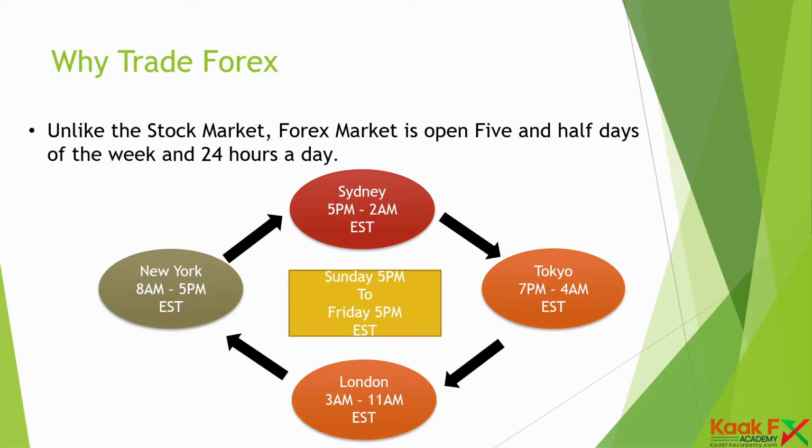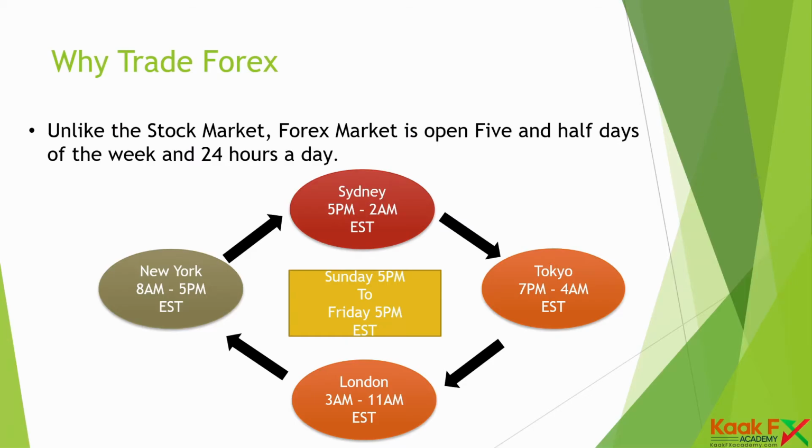Unlike the stock market, the Forex market is open 5.5 days a week and 24 hours a day. Trading starts in Sydney, Australia at 5 p.m. on Sunday. That's 5 Eastern Time, and closes in New York at 5 p.m. on Friday. Every day, Sydney will come online around 5 p.m., and then Tokyo will come online at 7 p.m.